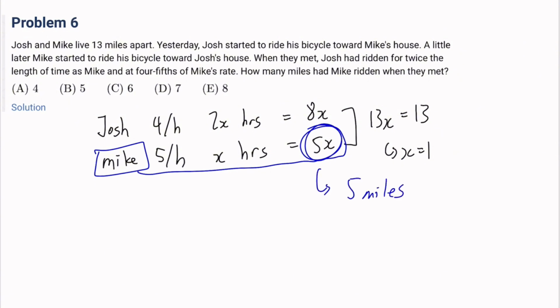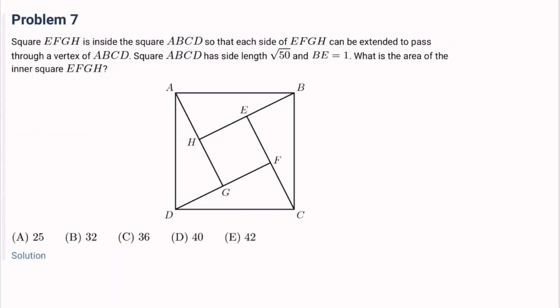So the answer is 5 miles. It's B. Number 7, square EFGH is inside the square ABCD so that each side of EFGH can be extended to pass through a vertex of ABCD. Square ABCD has side length root 50 and BE equals 1. What is the area of the inner square EFGH?